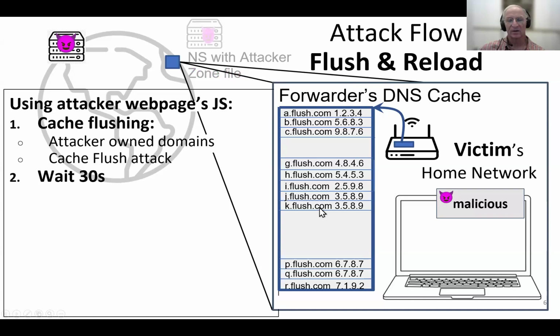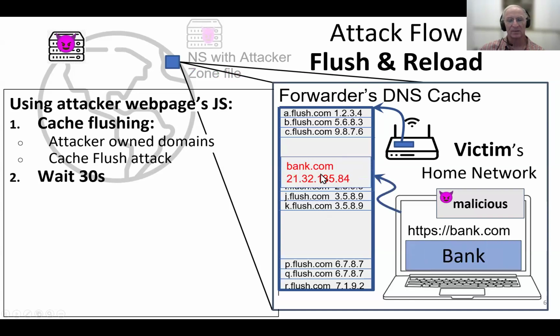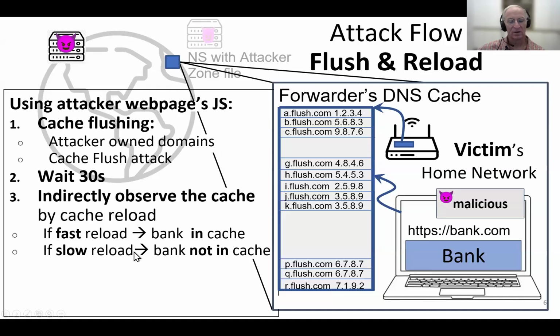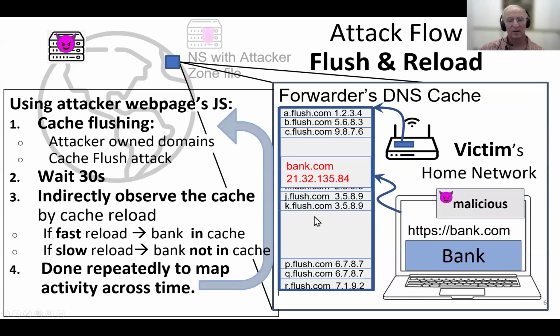Next, you wait for 30 seconds, to see if there is any activity of the victim. The victim did visit bank.com. After the 30 seconds, we test. Let's see how fast we do a reload of the DNS request for bank.com. If the reload is fast, we know the record is in the cache. If the reload is slow, the response for this domain is slow, it's probably not in the cache. And we can infer whether the victim did visit the bank in the last 30 seconds. And we repeat it again and again every 30 seconds to get the timing of the activity with a resolution of 30 seconds.